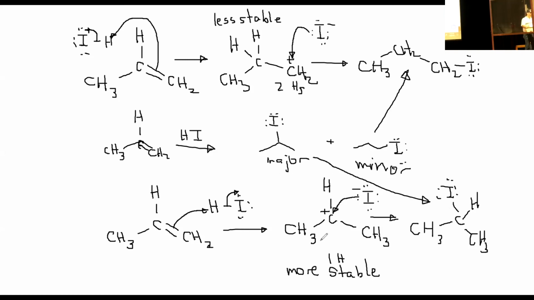This carbocation is more stable. It leads to the major product. It always will lead to the major product. Always, no exceptions. And the less stable carbocation always will lead to the minor product. I didn't see who asked that. Does that answer your question?